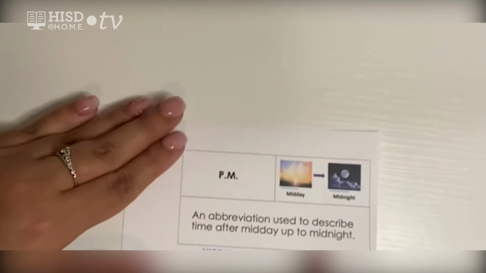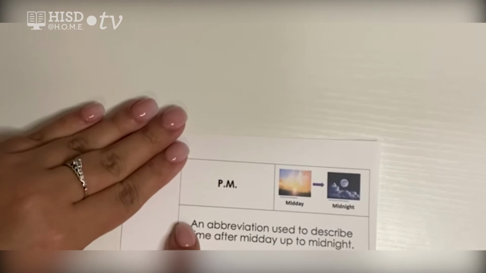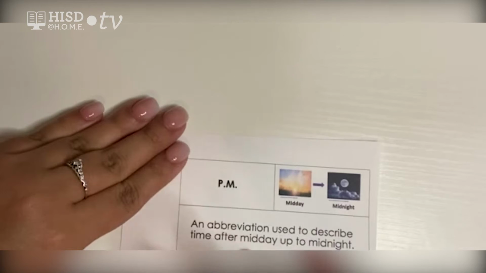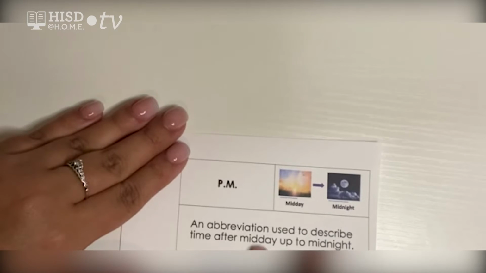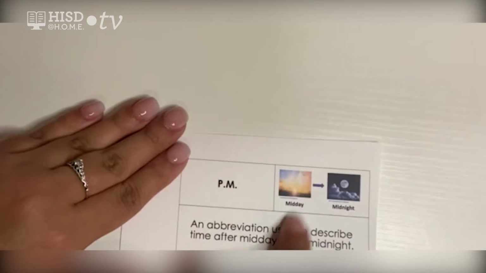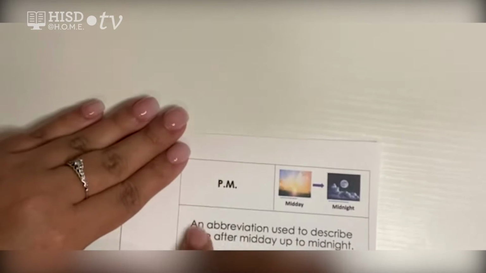The next word is p.m. p.m. and this is the same thing as a.m. It's the same type of abbreviation, but it means a different thing. It's an abbreviation used to describe time after midday up to midnight. So that's where you see things after 12 in the afternoon. You may say 1 p.m., 2 p.m., 3 p.m., 4 p.m. Most of you guys finish school around 3:30 or 4 p.m., right? So that's just representative of it's not morning anymore, it's p.m.